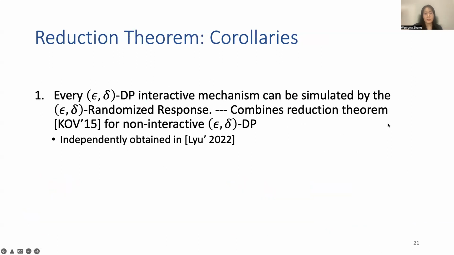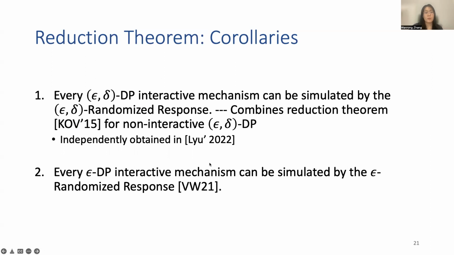To understand this result, let's look at some special cases. A direct corollary is that every epsilon-delta interactive mechanism can be simulated by the epsilon-delta randomized response. And this can be obtained by combining the reduction theorem in KOV 15 for non-interactive epsilon-delta DP. And also this corollary is independently obtained in Liu 2022. For pure DP, the previous paper also shows that every interactive mechanism can be simulated by the epsilon randomized response.